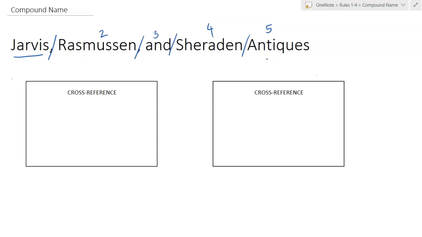So when we create a cross-reference, notice that I have 2 cross-reference boxes indicating that I need to create 2 different cross-references for this one business name. My first cross-reference is going to be the second name. So I already have one under Jarvis, so my next one would be Rasmussen.